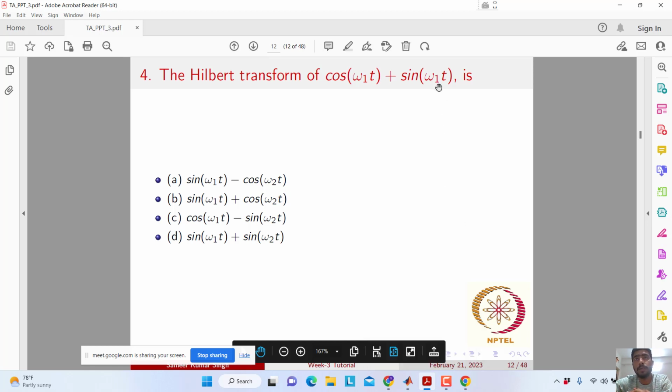Sorry, it would be omega 2, not 1. Cos omega 1t plus sin omega 2t.